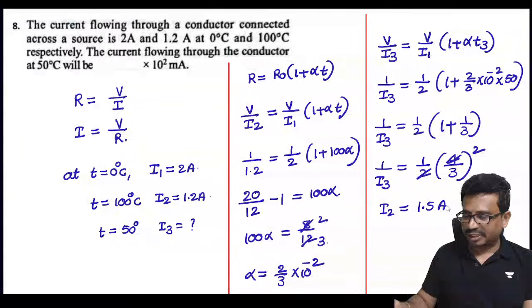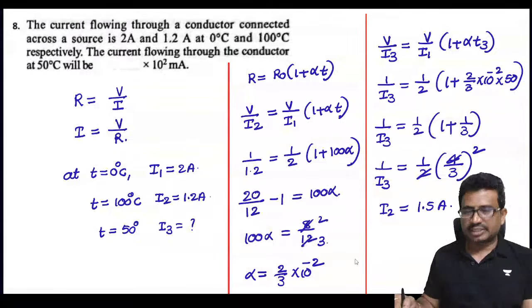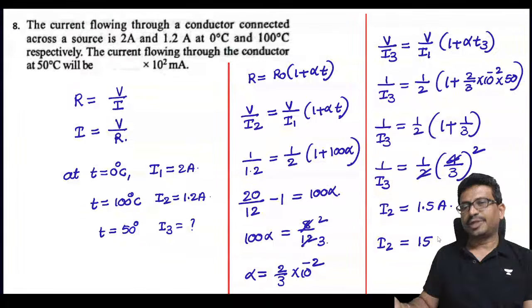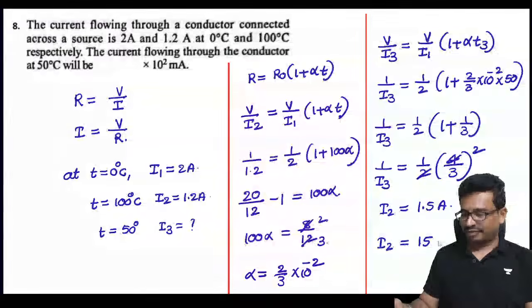This is in amperes. They are asking in milliamperes. So I3 is 1500 milliamperes.